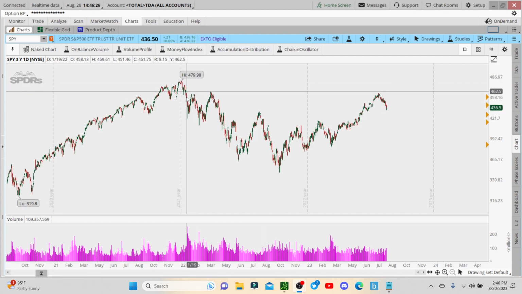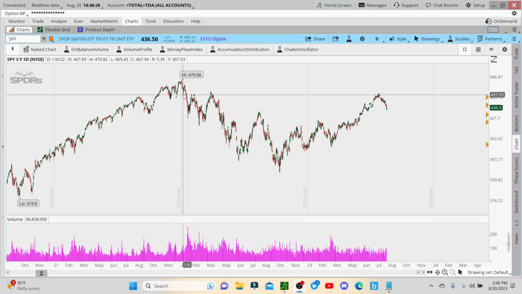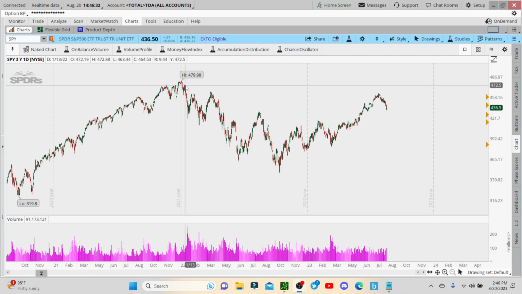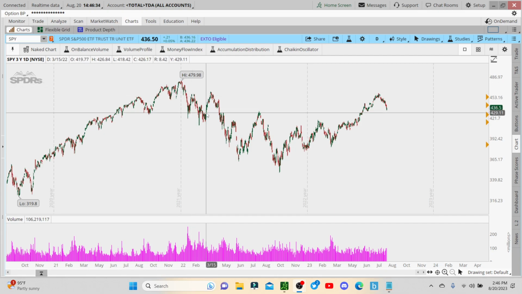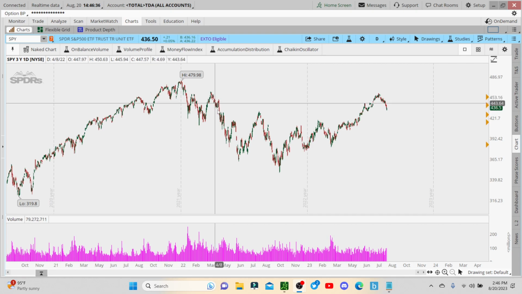Very similar to any of these moves here. You have an initial move, and we'll call it our impulse move, wave one. Then you have a pullback. Nothing goes in a straight line. So again, initial move, some sort of pullback. We have not had any of those pullbacks yet, so we will be looking for those.